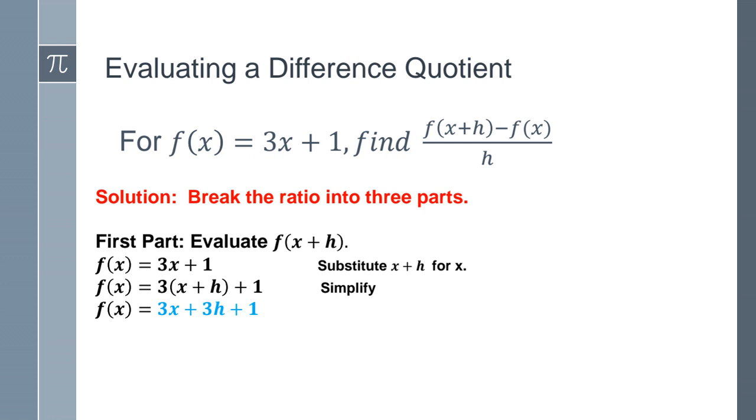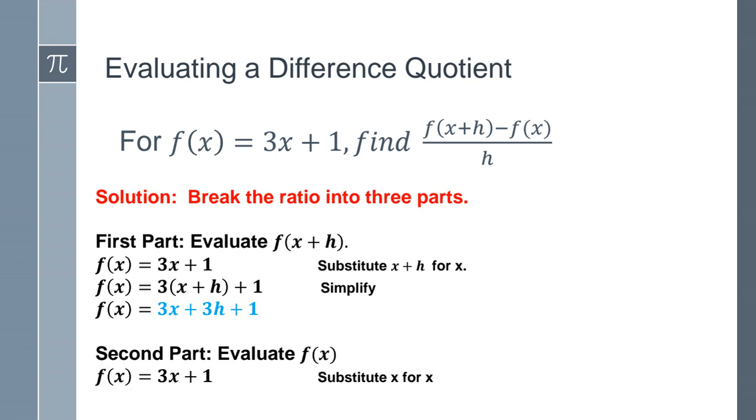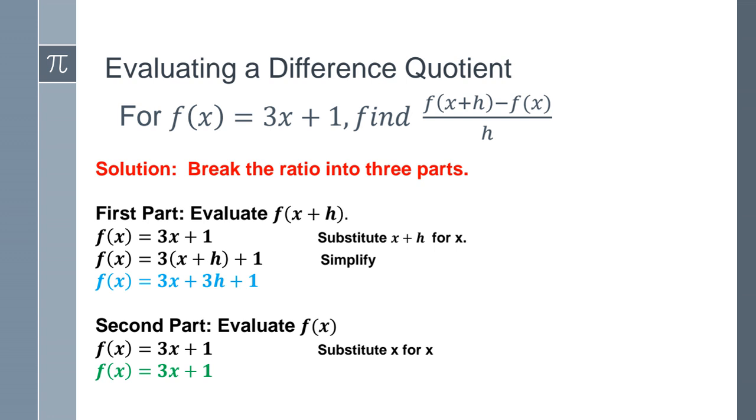Okay, so let's go ahead now and do the second part. Evaluate the function f of x by replacing everywhere I see x with x. But I don't have to do any work because I already have an x there. So it's just 3x plus 1. There was no work for me to do. So now let's combine everything together. Again, I substituted for x and I didn't have to do anything. It's already there.